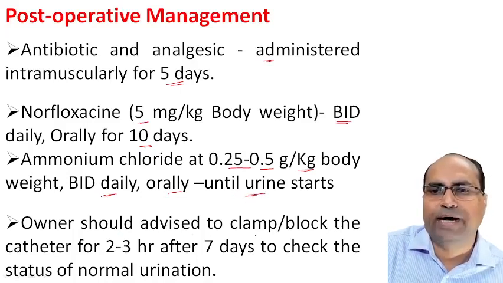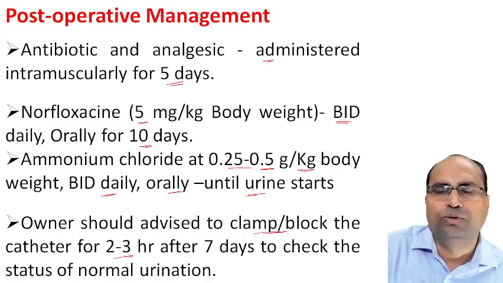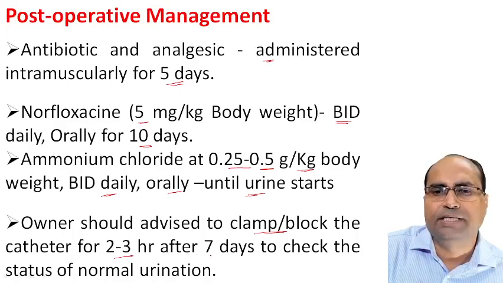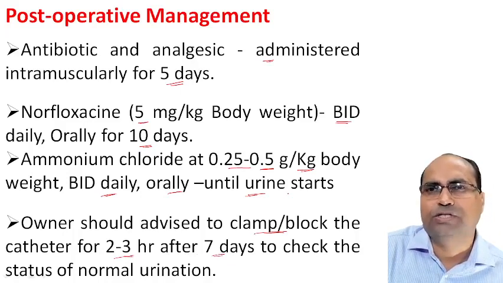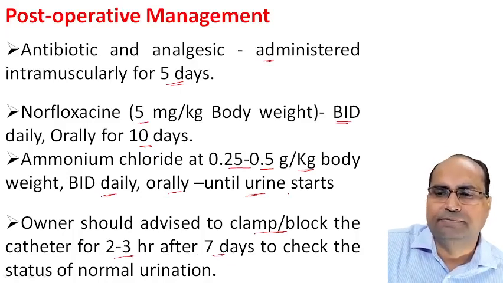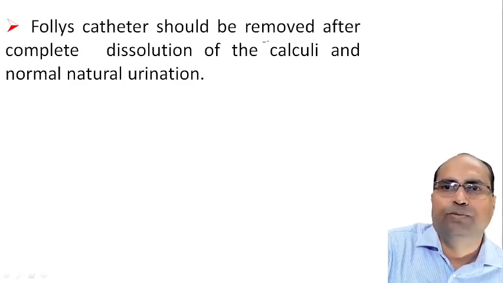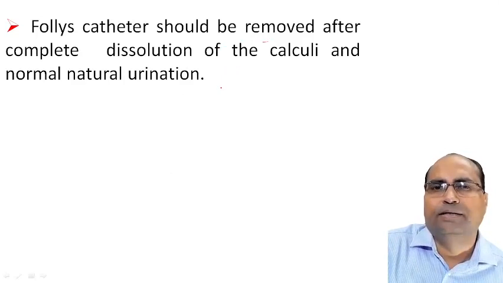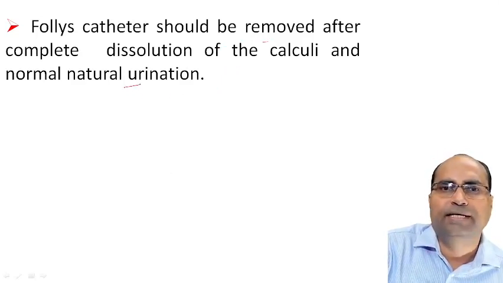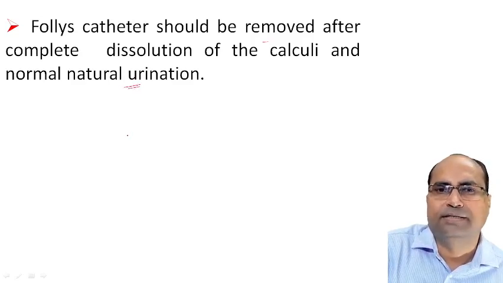The owner should be advised to clamp or block the catheter 2 to 3 hours after 7 days to check the status of normal urination. Foley's catheter should be removed after complete dissolution of the calculi and normal urination starts.